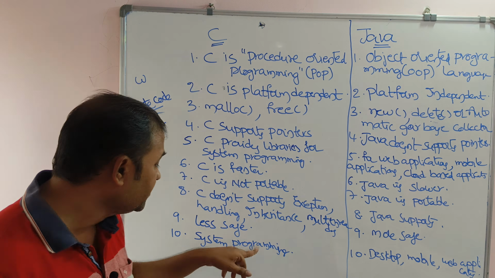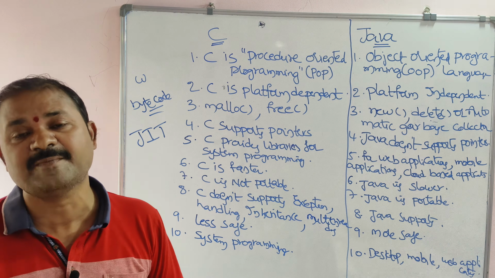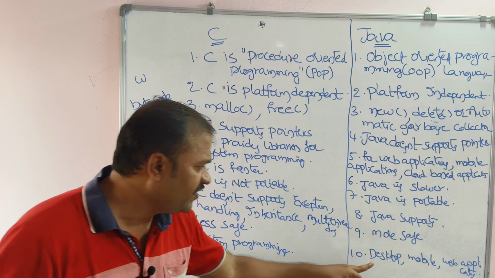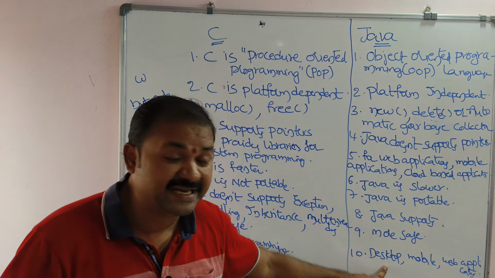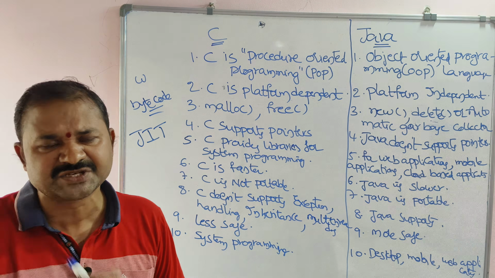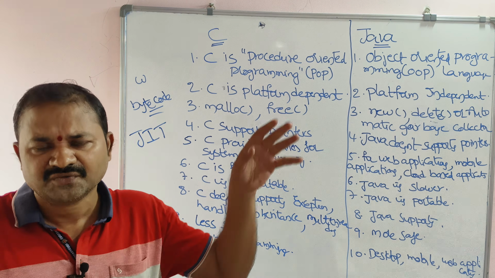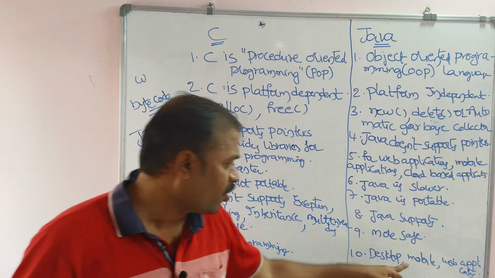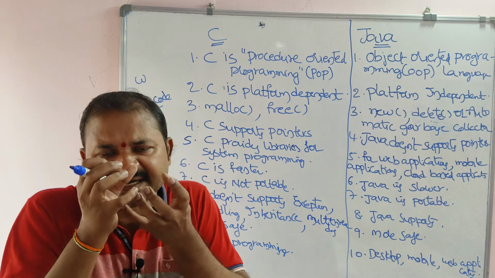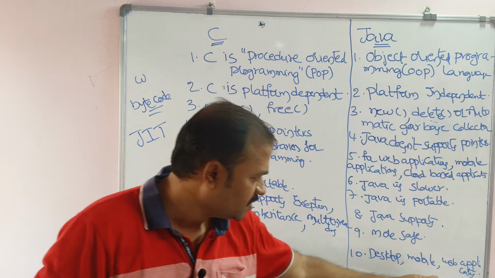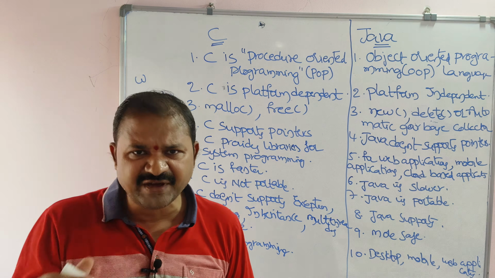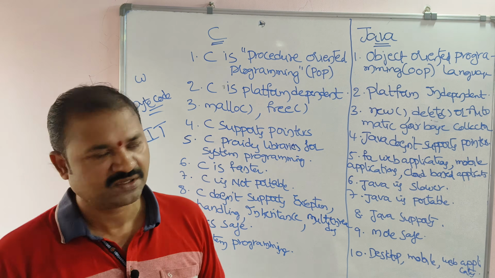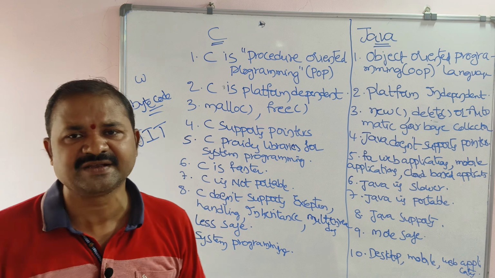With the help of C, we can develop system programming applications. System programming means operating system related applications. Whereas with the help of Java, we can develop desktop applications. Desktop application means we can execute the application only inside the computer in which it is installed. Mobile application means we can execute that application on any mobile. Web application means with the help of the internet, we can execute that application throughout the world. So these are various differences between C and Java.